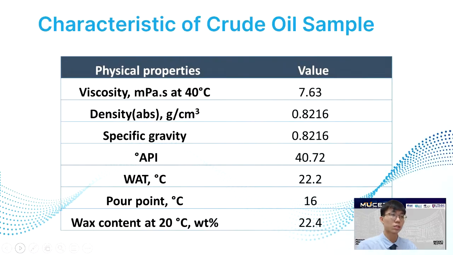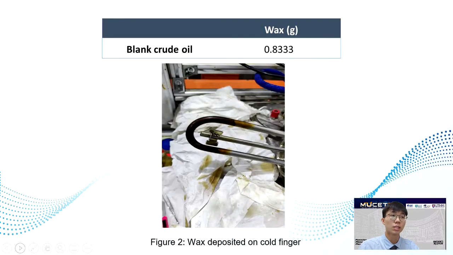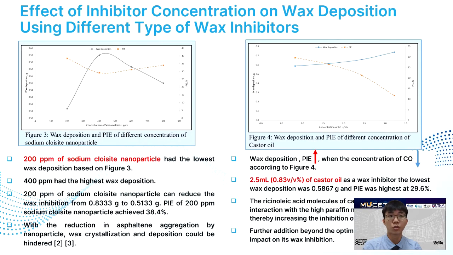For the results obtained, the characteristics of the crude oil sample are shown in this table, and we can see that the blank crude oil deposited waxes on the cold finger or U-tube as shown in Figure 2. For the effect of inhibitor concentration on wax deposition using different types of wax inhibitor, from Figure 3 we can see the wax deposition and PIE calculated for different concentrations of sodium chloride nanoparticle. 200 ppm of sodium chloride nanoparticle had the lowest wax deposition and also the highest PIE. With the reduction in asphaltene aggregation by the nanoparticle, wax crystallization and deposition could be hindered by this nanoparticle.